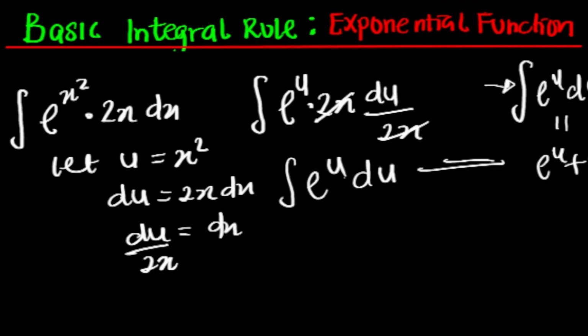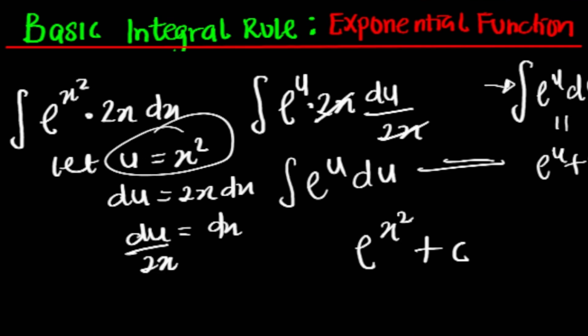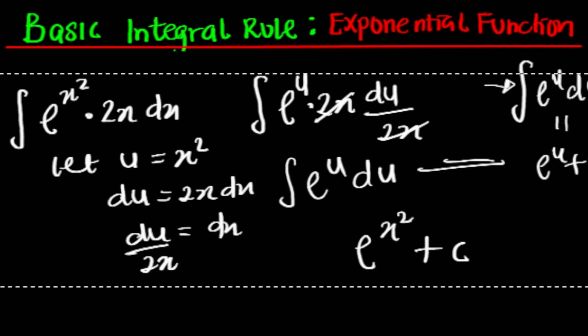Then if I replace my u, I'm going to have exponential x squared. Take note of that. Then plus c, because I'm replacing my u with everything here: u is equal to x squared, so the u here should be x squared as well. So that's what we have. Now let me solve another question so that I can have a better understanding of this exponential function.